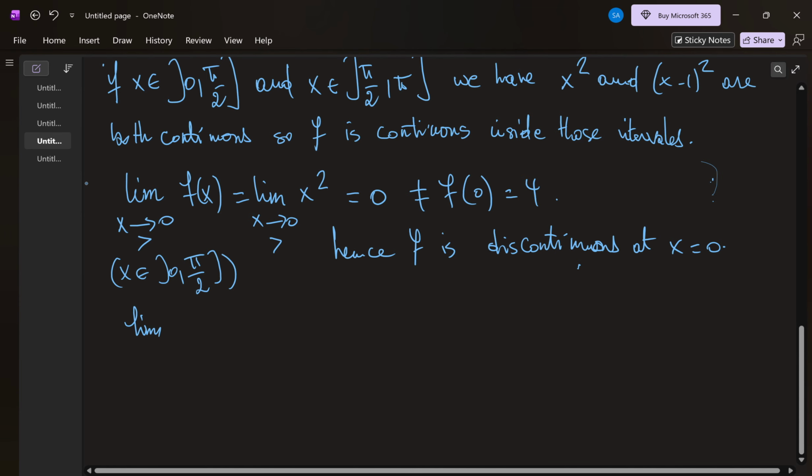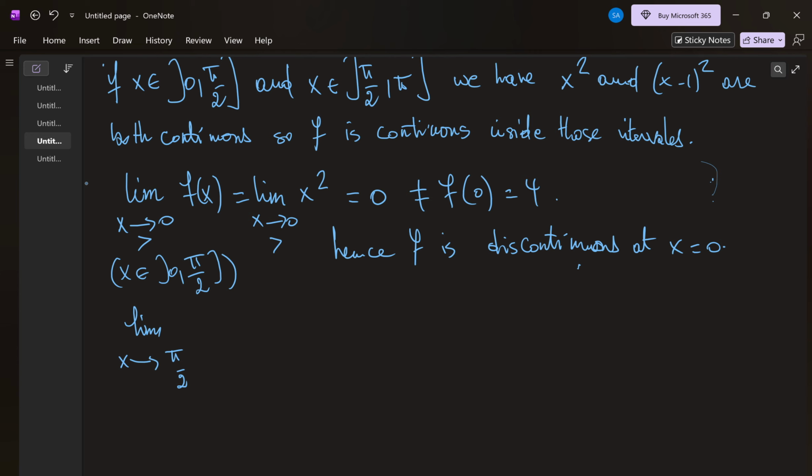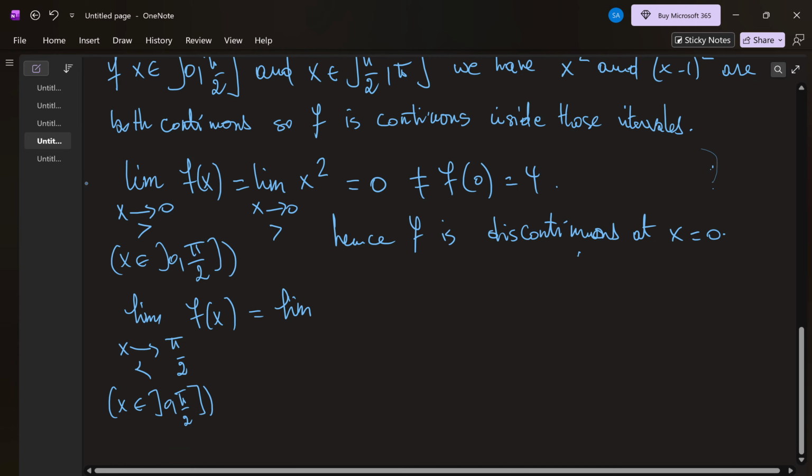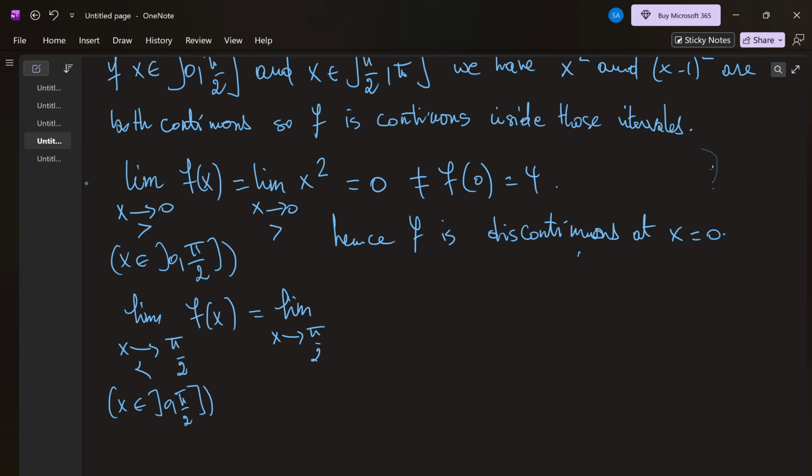Now the next case is when x approaches π over 2 from the left and the right. So the limit when x approaches π over 2 from the left of f of x, here in this case x is in the interval from 0 to π over 2. So the values of f will be x squared. So here the limit when x approaches π over 2 of x squared, so in this case will be π over 2 to the power 2, which is π squared over 4.